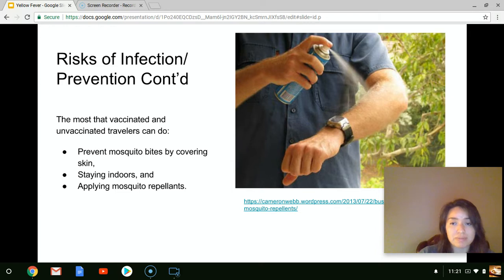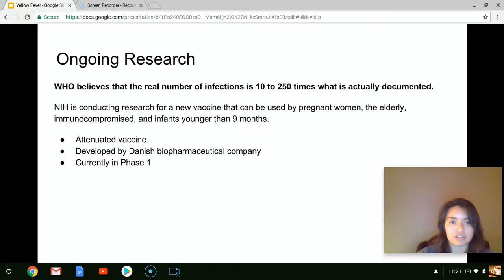So the only way besides getting the vaccine to prevent yellow fever is to prevent getting bitten by a mosquito. So just the obvious tips: stay indoors, apply insect repellent, etc.